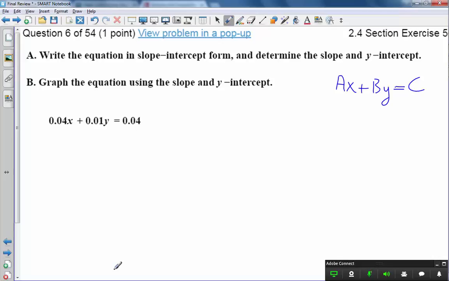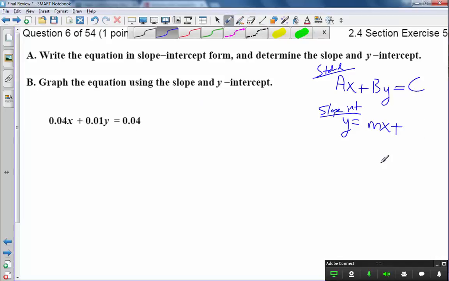So how do you change a standard form to slope-intercept form? What is the slope-intercept one? Y is alone, and x and numbers and everything else is on the other side. That's slope-intercept. So this is the standard one. This is slope-intercept. Why did I use C here? Which letter do we use usually? B. Right? Y equals mx plus b.